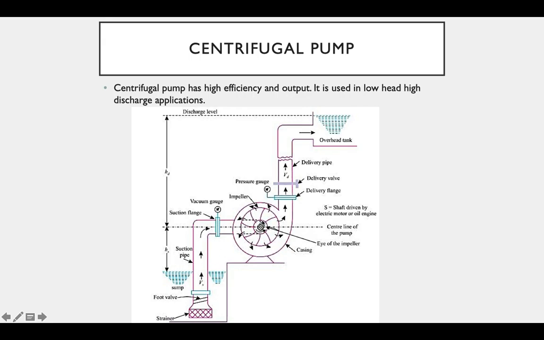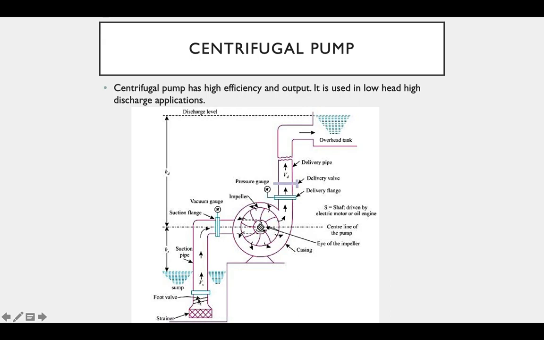Now due to this pressure difference, water will move up through the strainer, a foot valve, through the suction pipe, and reaches here, and then again the process continues. This is how pumping happens in a centrifugal pump. Now here you have a strainer. The function of the strainer is to prevent the dirt or leaves from entering into the suction pipe.